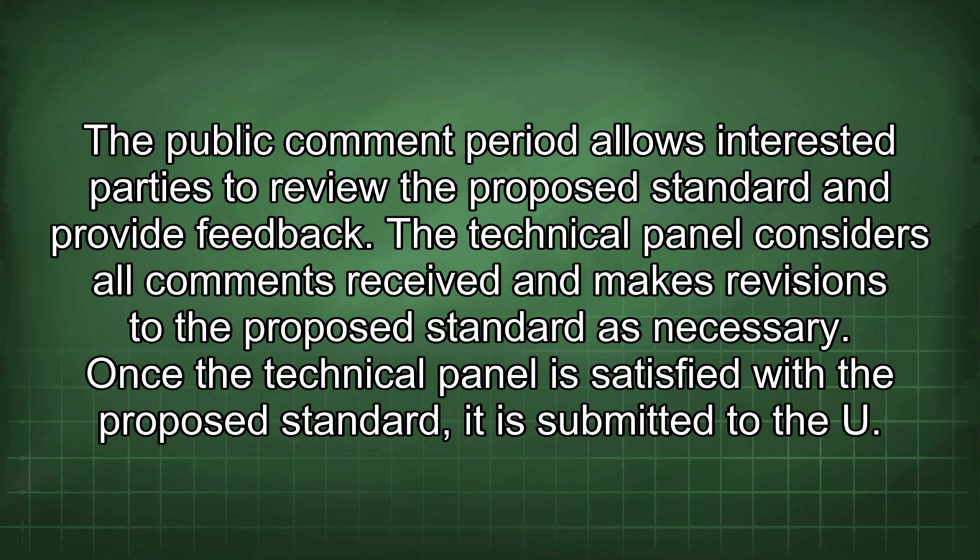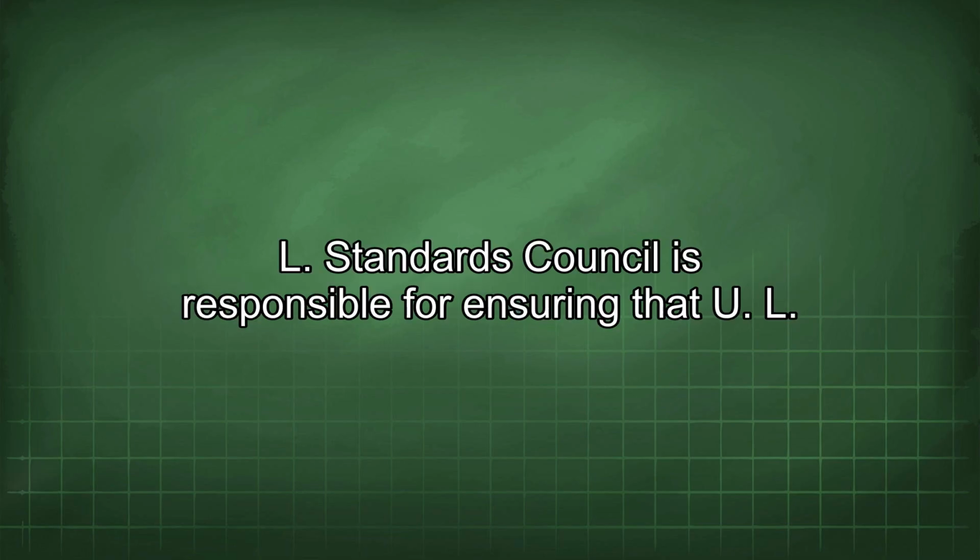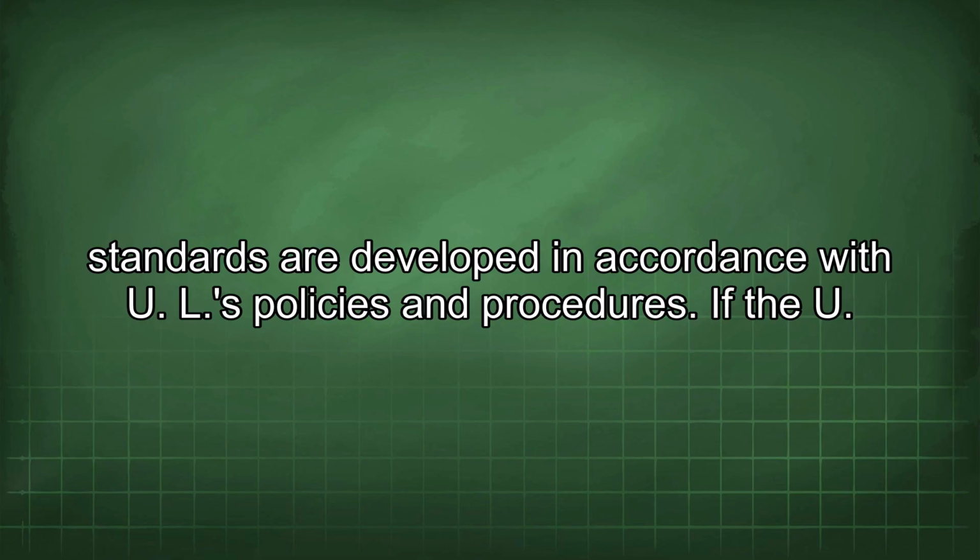The public comment period allows interested parties to review the proposed standard and provide feedback. The technical panel considers all comments received and makes revisions to the proposed standard as necessary. Once the technical panel is satisfied with the proposed standard, it is submitted to the UL Standards Council for approval. The UL Standards Council is responsible for ensuring that UL standards are developed in accordance with UL's policies and procedures.